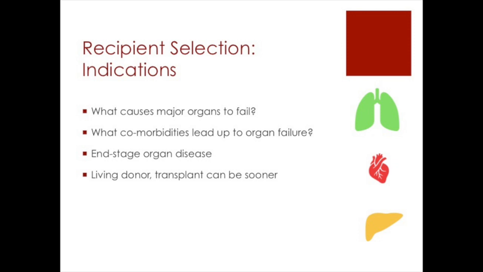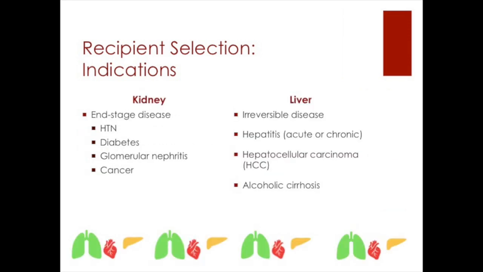Let's look at some organ-specific indications for transplantation. Why do people end up needing a kidney or liver transplant? Some common causes, as you may know, for kidney failure are hypertension and diabetes. Your patient with hypertension or diabetes or both could end up needing a kidney transplant. It's really important to teach your patients to keep their blood pressure and glucose within normal limits, and why.